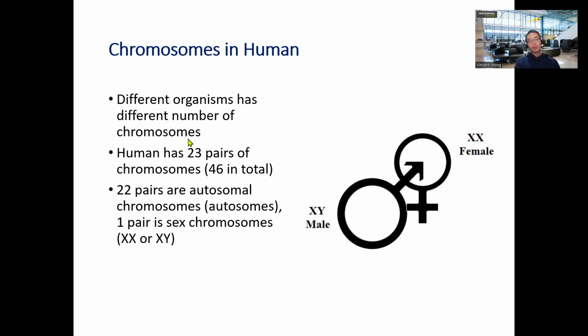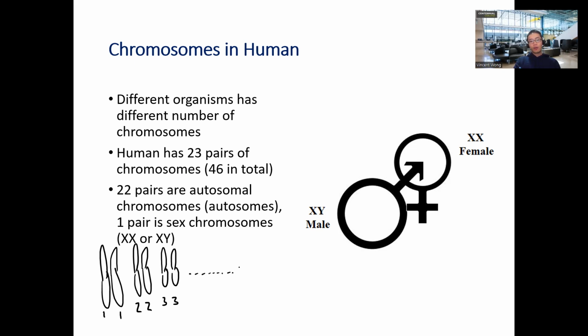So if we talk about the 23 pairs of chromosomes, you would have chromosome number 1. Okay, the longest one is called chromosome 1. So chromosome 1 from mom, chromosome 1 from dad. And then the next longest one would be chromosome 2 from mom, chromosome 2 from dad. And the next one, chromosome 3 from mom, chromosome 3 from dad, so on and so forth, all the way up to chromosome number 22.